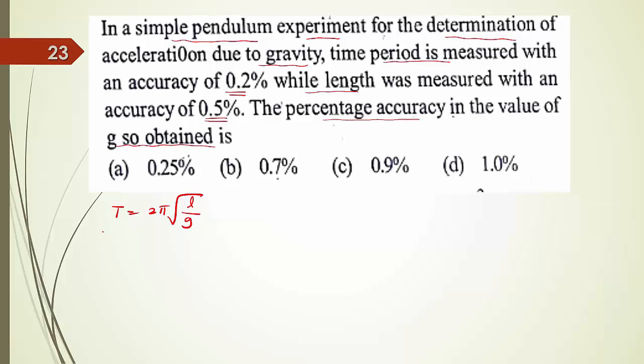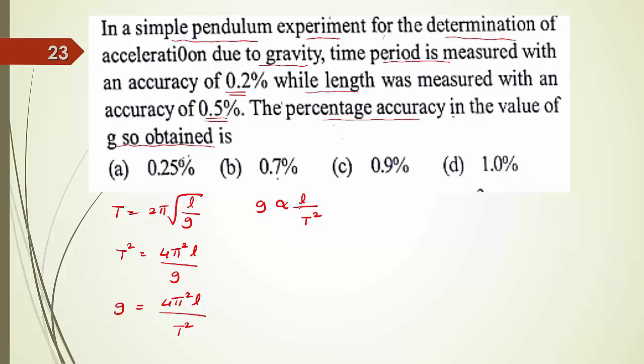Here we have to find percentage accuracy in g value. So we can modify this equation. Squaring on both sides, we will get T square equal to 4 pi square L divided by g. We want g value, so we can write g equal to 4 pi square L divided by T square. That means here g is directly proportional to L and inversely proportional to T square.